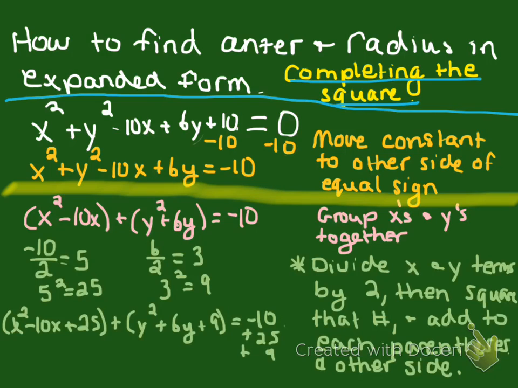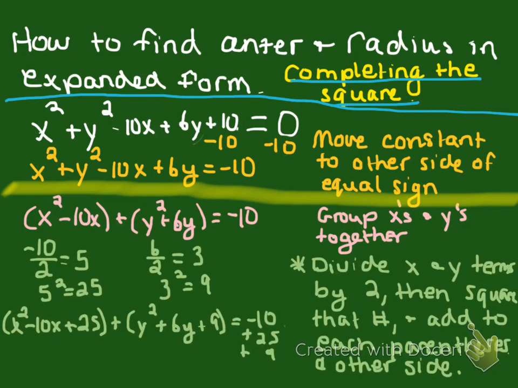So copy this down. Your first step is to move the constant. That would be the number that does not have a variable with it to the other side of the equal sign. So you do not want this set equal to 0. What you want is everything with a variable on one side, everything without a variable on the other. So that's step 1.